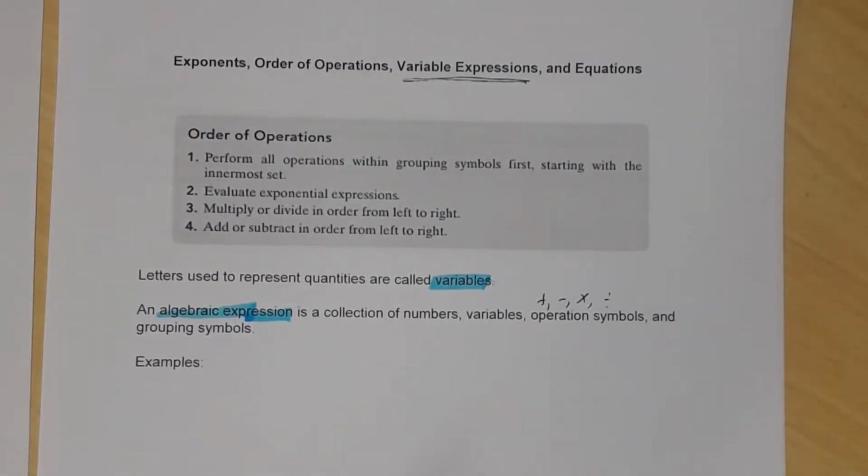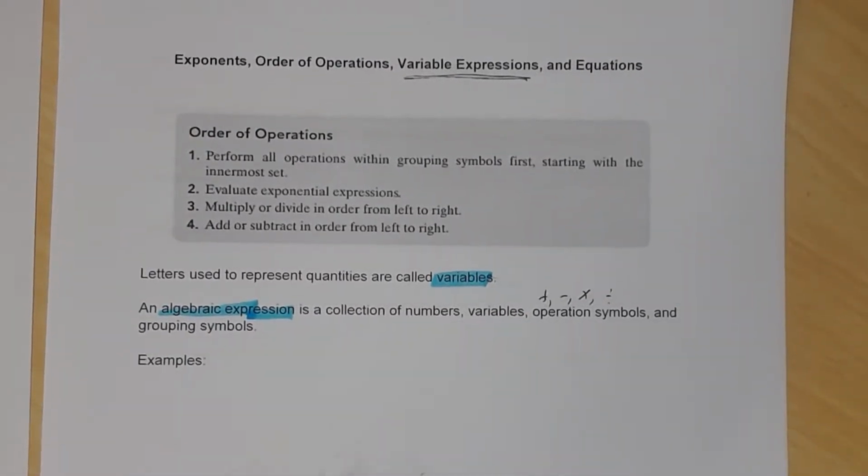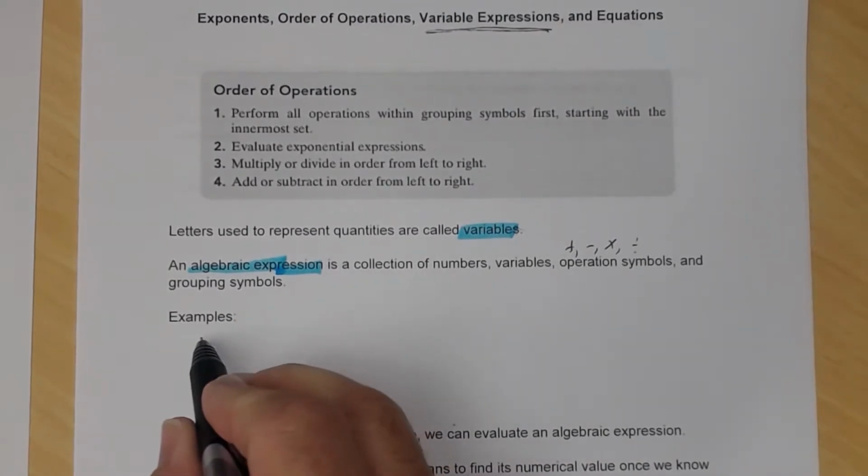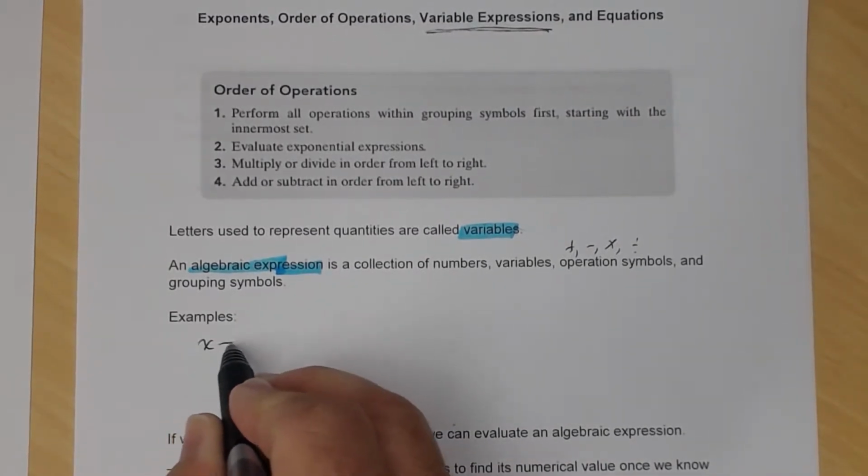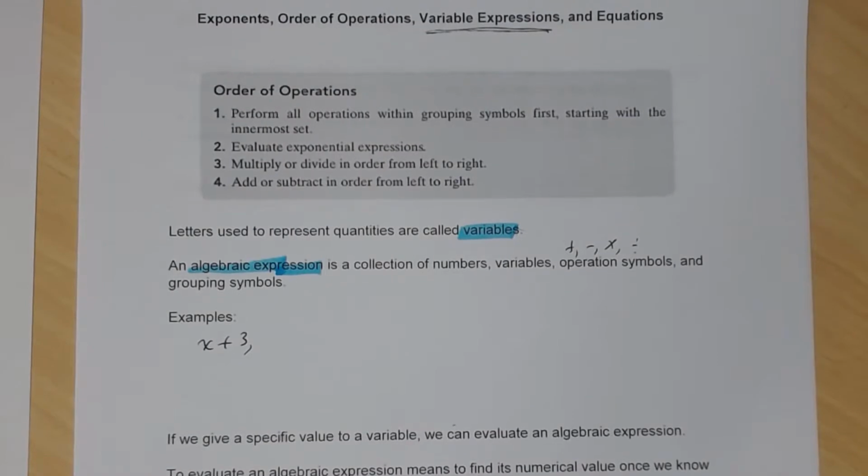Okay, so here are some examples. These are examples of algebraic expressions. Suppose we had something like x plus 3. All right, so that's an algebraic expression. Notice that it's made up of numbers, variables, and operation symbols, arithmetic symbols, in this case the addition symbol.